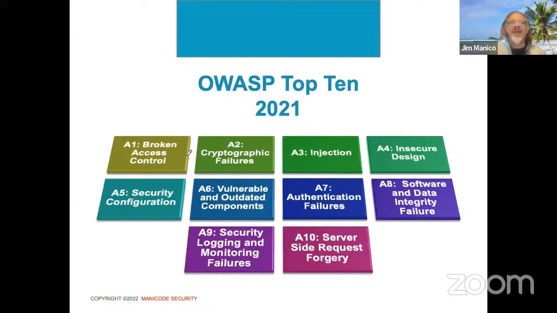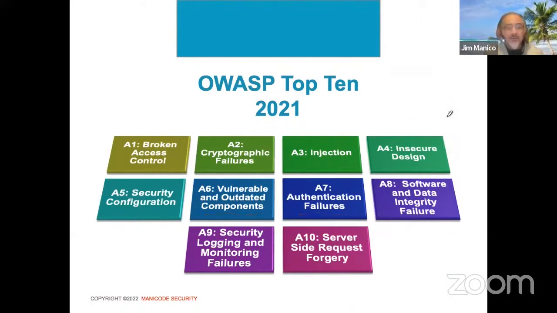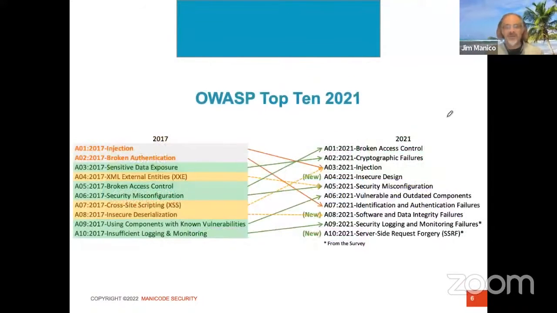So this is the OWASP Top 10: access control, broken crypto, injection, insecure design, security misconfiguration, out-of-date third-party libraries, problems with authentication, failures in data integrity, lack of security logging, and a very specific vulnerability, server-side request forgery. We're going to go over all 10 of these risk categories and give you lots of references to read more about them later. So this is the change. There are 3 new categories: insecure design, software and data integrity issues, and server-side requests. Those are new categories this year.